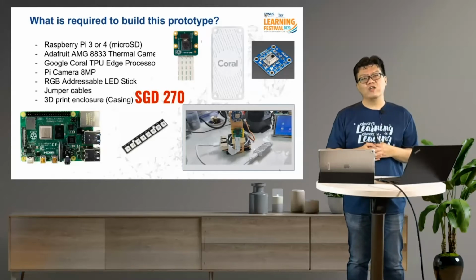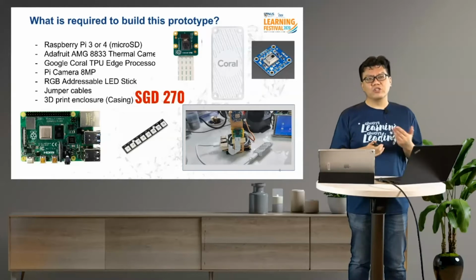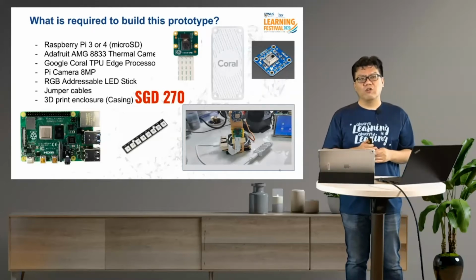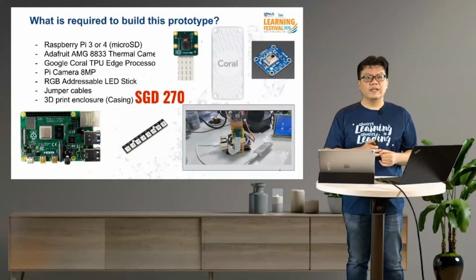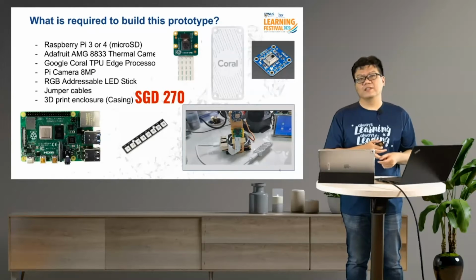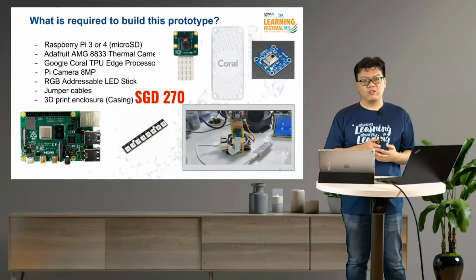The items are supposed to be purchased from different e-commerce or online shops to form the bill of materials. You need a miniature computer, which is a Raspberry Pi. It can be a Raspberry Pi 3 or 4, it's up to you. And you need to purchase a micro SD card to install the operating system. Then there are Adafruit sensors, that's the main thing that you use to read the temperature of a person standing in front from a distance. And then there is a Google Coral TPU edge processor to do the inference of the face and the face mask. Yeah. So this is the additional $70 that bumps up the device cost.